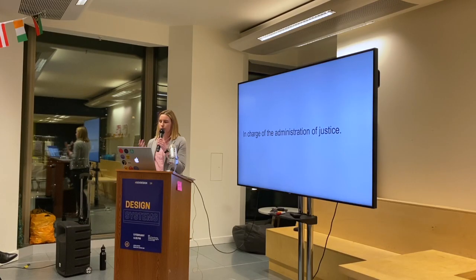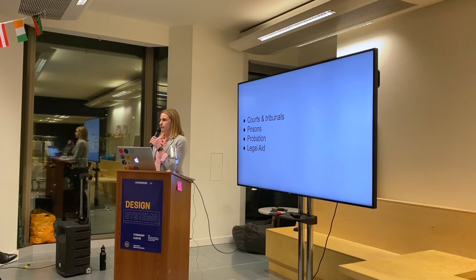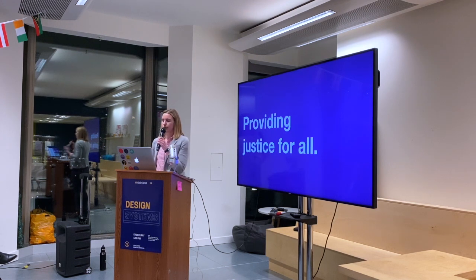We are in charge of the administration of justice. So this is what we are responsible for. Predominantly that means we are responsible for things like courts and tribunals, prisons, probation and legal aid, things like that. So what is our mission at the Ministry of Justice? It is to provide justice for all, and it is about making sure that the legal system is accessible to all.